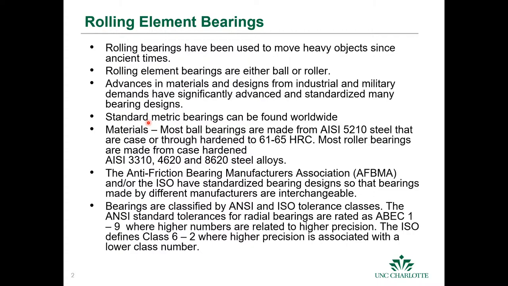Most of the materials are a hardened steel or a steel alloy. For ball bearings, it's usually 5210 steel, and they're either case hardened or through hardened to about 61 to 65 HRC. Most roller bearings are made from case hardened steel alloys, which are 3310, 4620, and 8620.